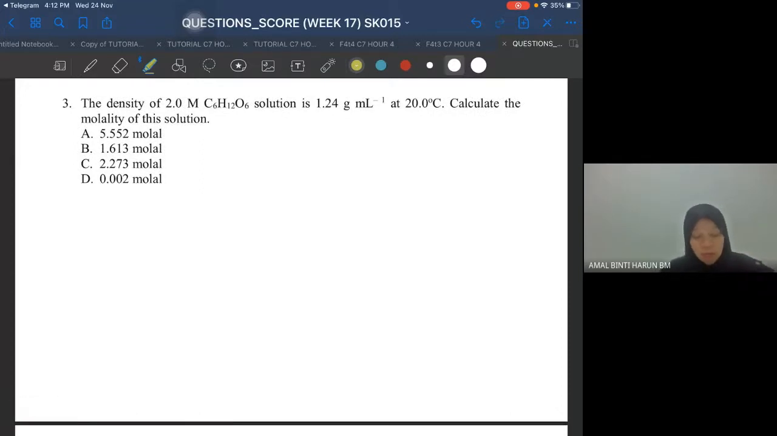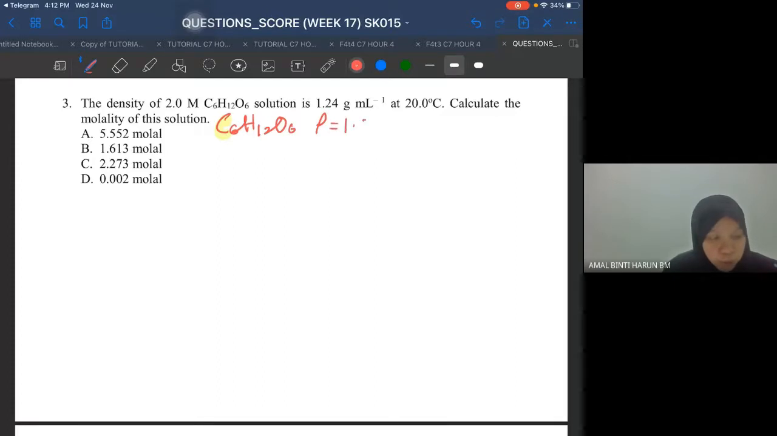Okay, next. Soalan 3. Sebab 30 soalan 1 jam 30 minit kan dalam PSPM. Okay, so kita ada glucose C6H12O6, and then the density given is 1.24 gram per mil. What else? 2.0 molar. Okay, then soalan minta apa? Calculate the molality. So always start to answer with the question.